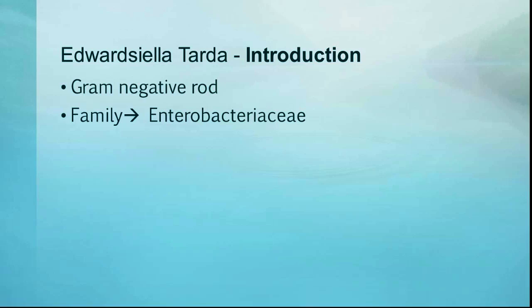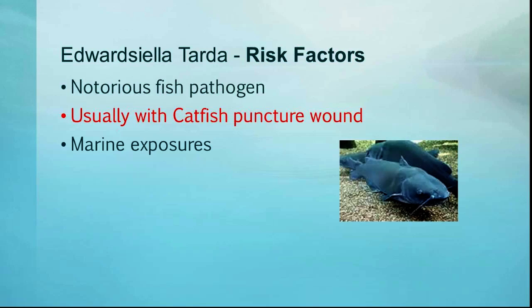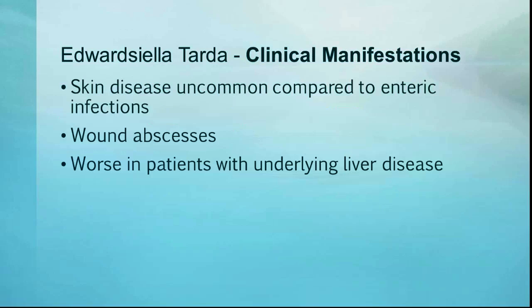Edwardsiella tarda is a gram-negative rod, and it's in the family of Enterobacteriaceae. It's a notorious fish pathogen, and usually with the catfish. So you can see the catfish there. And if the catfish punctures, there's an inoculation, and you can get this bacteria from there.